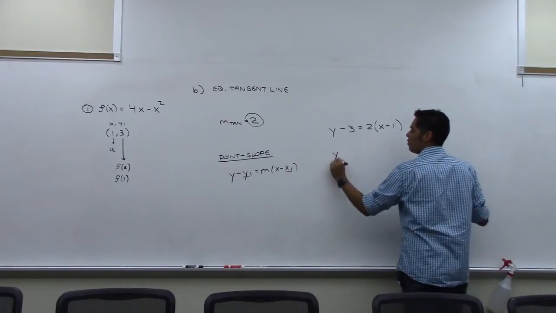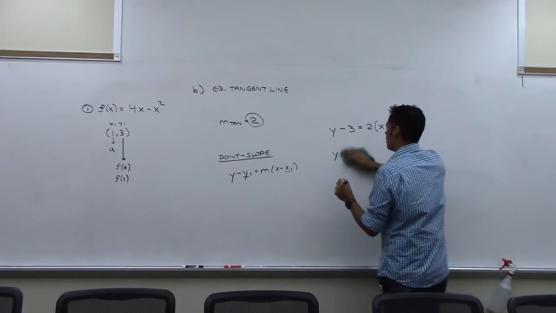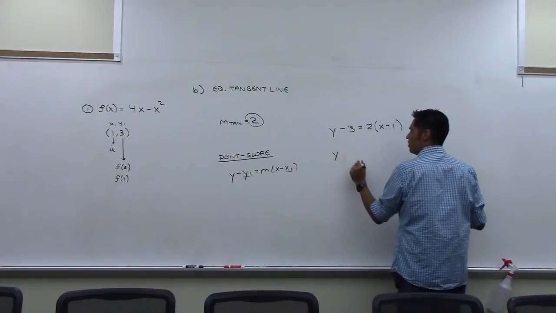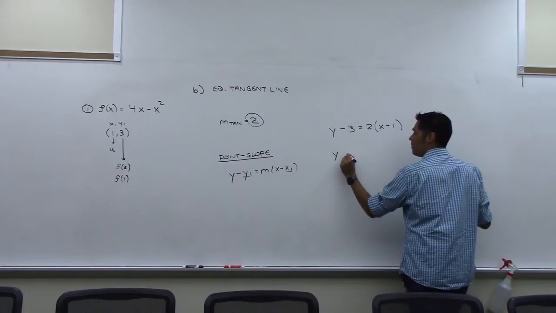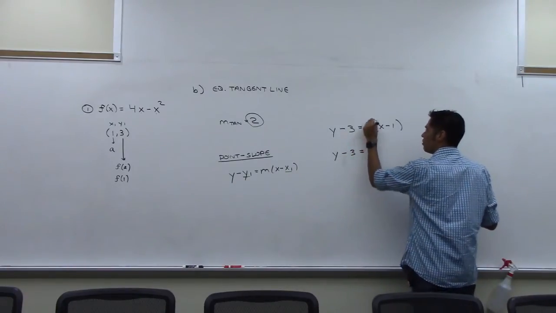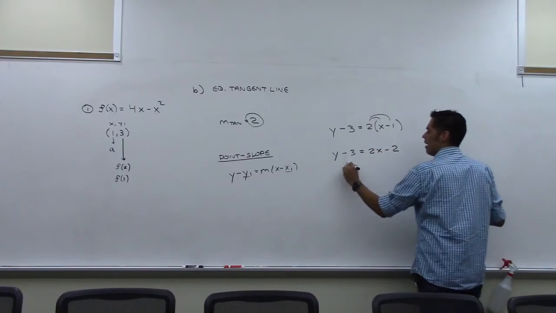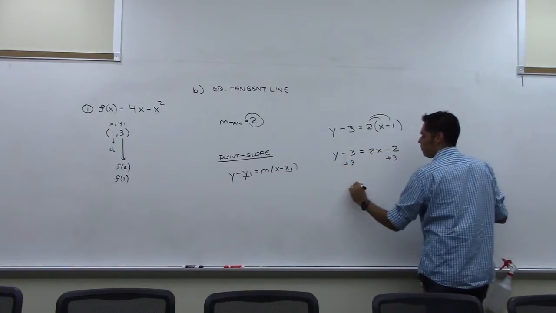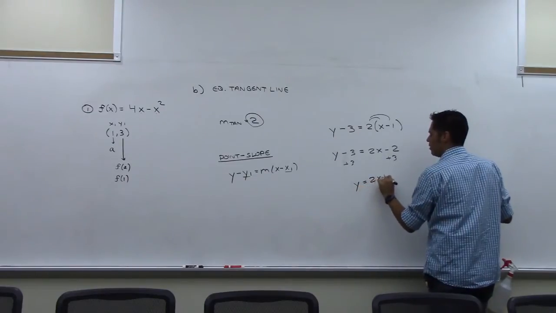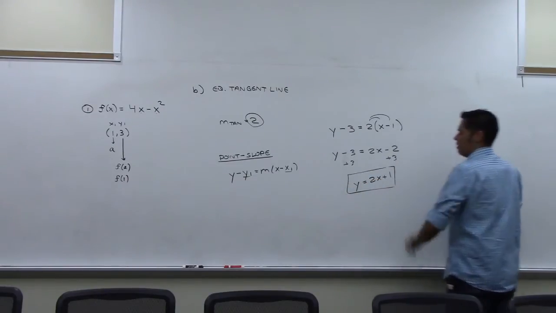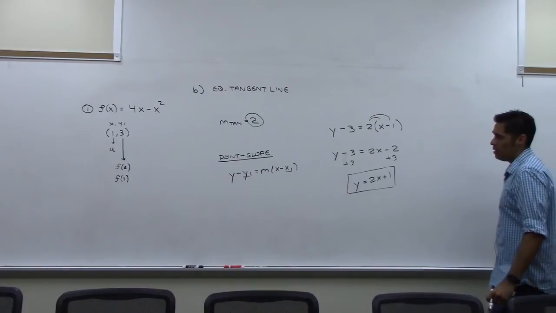Now, we always like to solve for y to get what's called slope-intercept form. So first thing I'll do is distribute the 2 through, 2x minus 2. Then I'll add 3 to both sides. y is 2x plus 1. All right, there it is. That's the equation of the line.